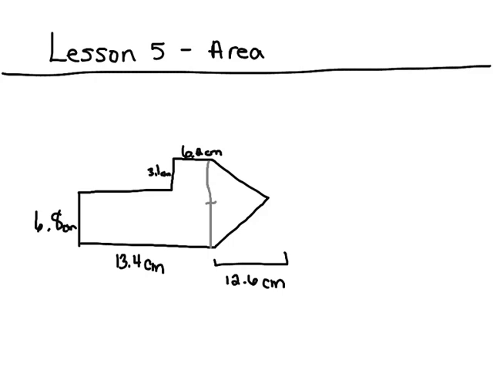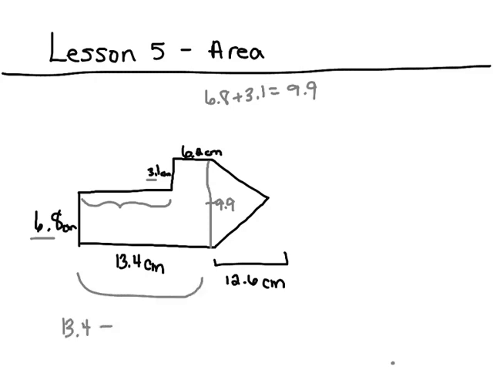And the way that we would find that is we would take this height and add them together. So 6.8 plus 3.1 is 9.9. So that is this height right here, or this base. We also should figure out what this length is as well. And the way that we can take that is take this total area, so 13.4, and subtract this area over here, so 6.2. And we should be left with 7.2.